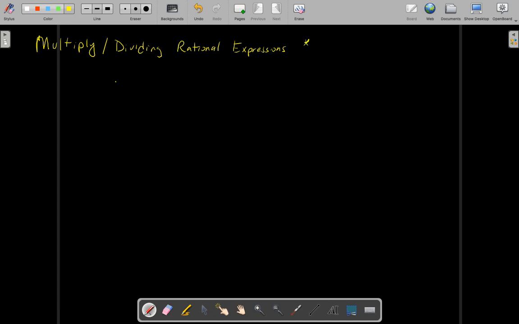So basically x plus 3 over x minus 2. And this is basically a rational expression because x plus 3 is divided by x minus 2.